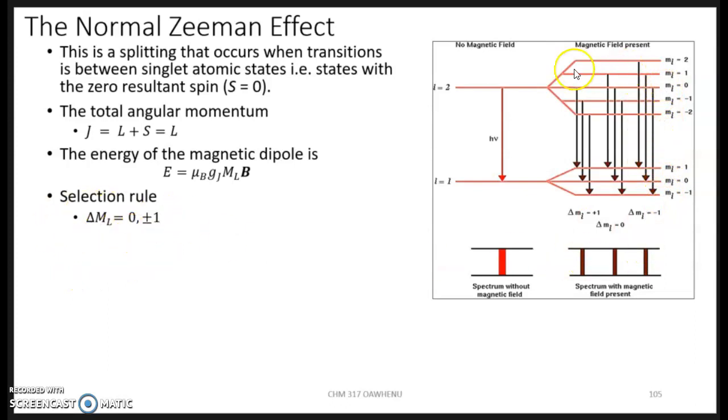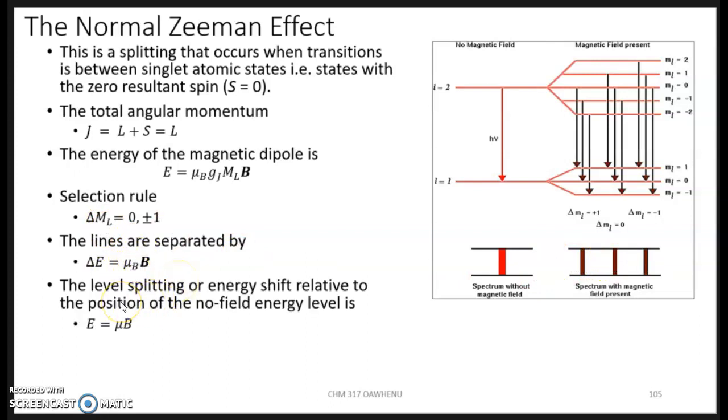So that follows. So we can have three groups of transition: delta ML equals 1, delta ML equals 0, and delta ML equals minus 1. So the separation between these lines corresponds to mu B, the Bohr magneton, times B. Because for this normal Zeeman effect, Gj is about 1, and the separation between several lines in ML is 1. So this results to be 1.